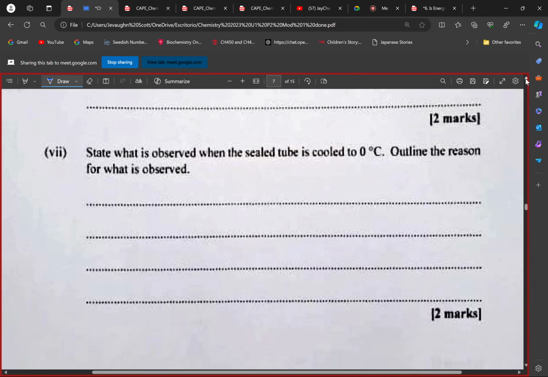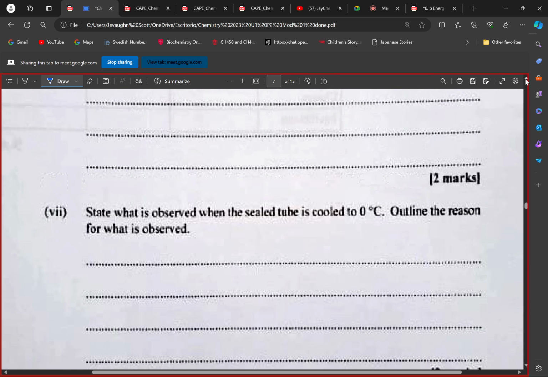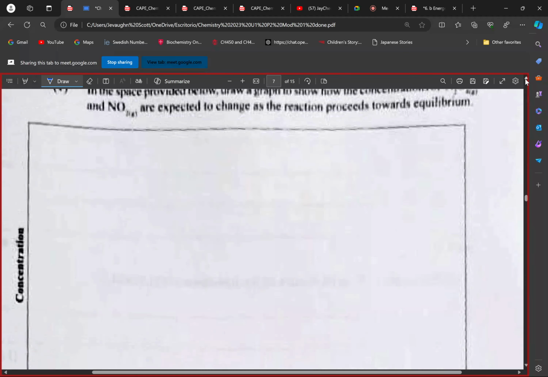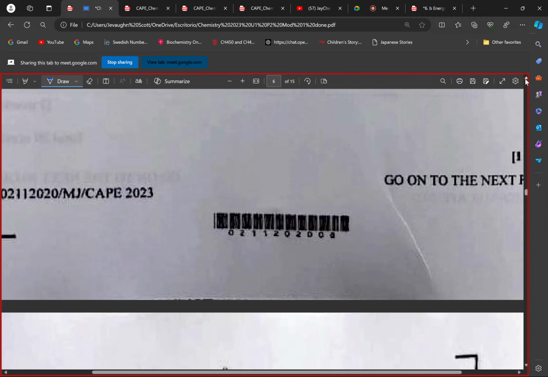Sir, I'm not sure, but I think when it is cooled to 0, then that means it is an endothermic reaction. So therefore, the position of the reaction would shift to the right in order to increase the temperature.